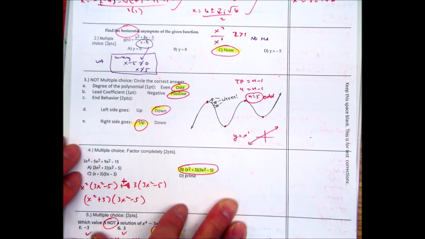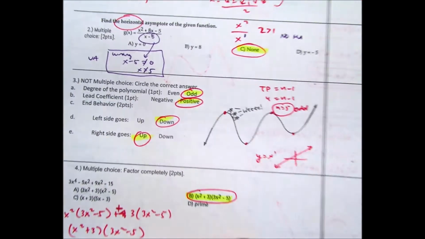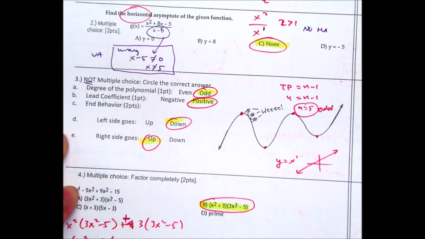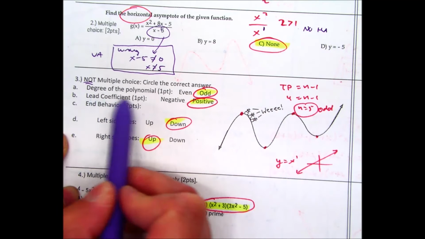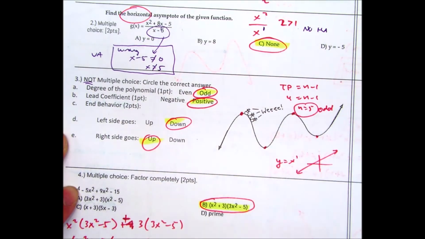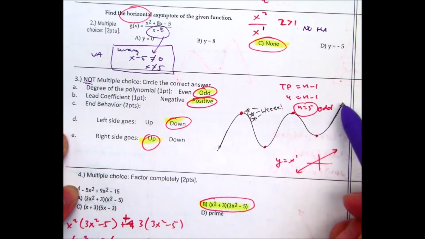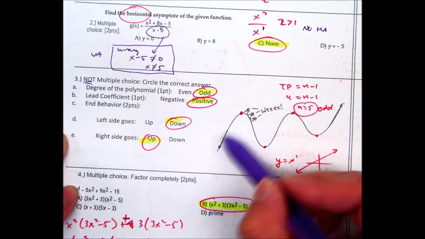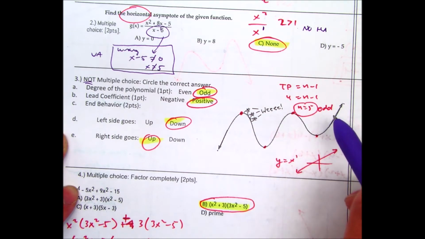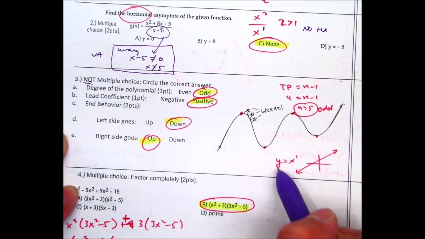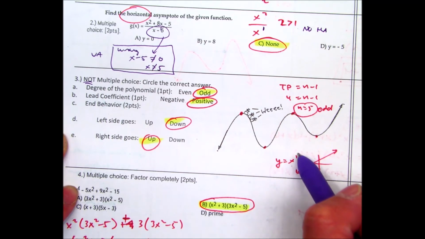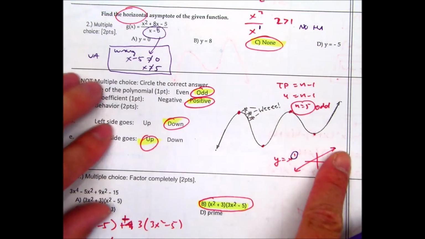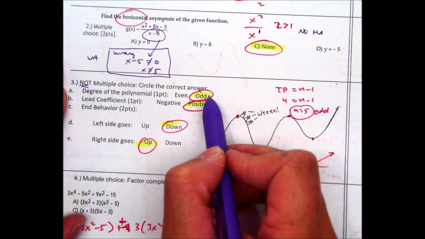Question number 3. Tells you it's not multiple choice. Okay, circle the correct answer. Degree of the polynomial. If I look at my polynomial there, I'm starting down, ending up. That's called my end behavior. The end behavior can kind of tell me the degree of the polynomial. Well, I know the easiest one is 1 to the x to the first power. This is odd. Starts down, ends up, and this matches. So this is going to be an odd polynomial.